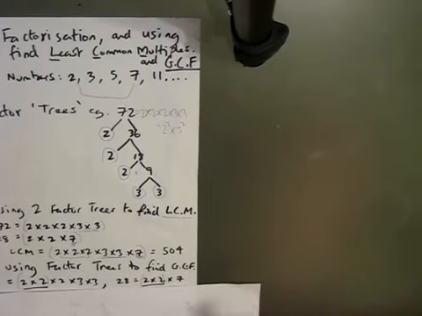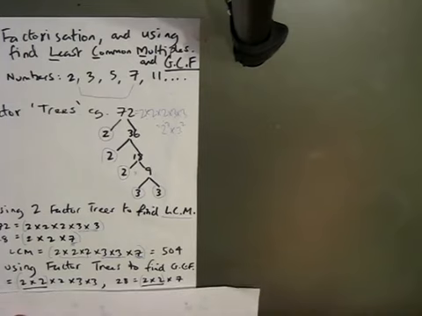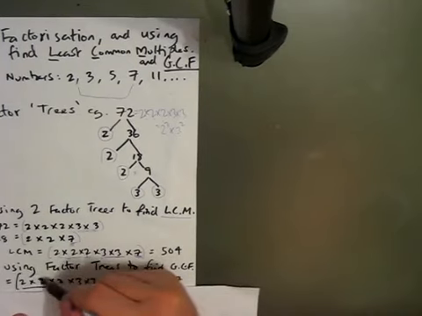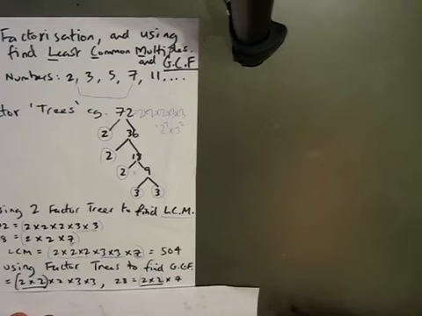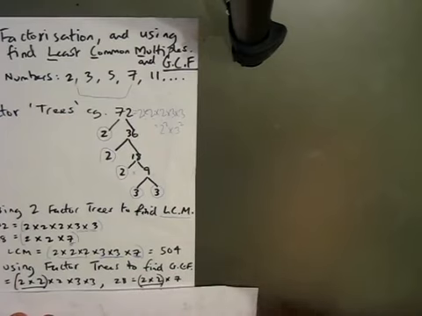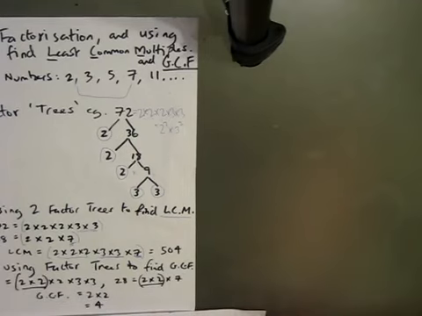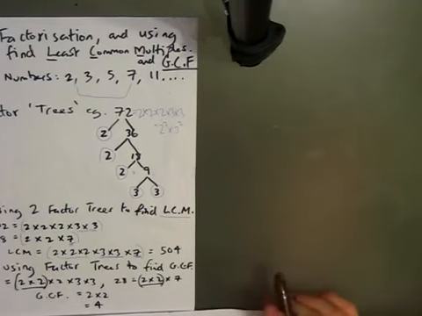You can also use factor trees to find greatest common factors, and what you're doing there is looking for the smallest number of prime numbers they have in common. So here you've got 2, 2 on 72, and there you've got 2, 2 on 28. So you'd know there that the greatest common factor of 72 and 28 would be 4.